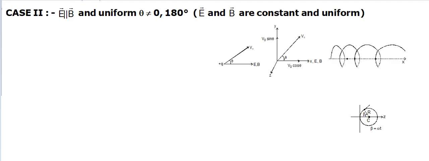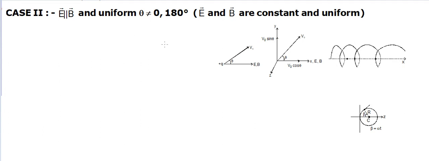Now in case number 2, we can consider that E and B, both the fields, are parallel to each other, and they are uniform, both are uniform. And we are considering that the angle is neither 0 nor 180. When we say angle, that means the angle between V and B. So these fields are constant and uniform, that we are considering. This type of question is also very popular.